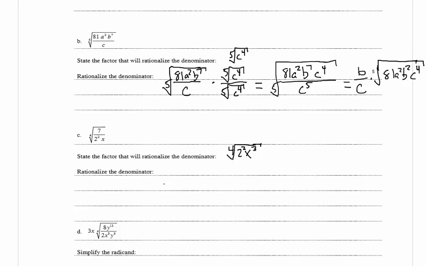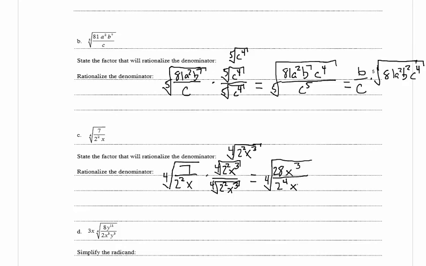And now we want to rationalize the denominator. So we have the fourth root of 7 divided by 2 squared x times the fourth root of 2 squared x to the third divided by the fourth root of 2 squared x to the third, which is equal to the fourth root of, now 2 squared is 4, 4 times 7 is 28, and we have x cubed divided by 2 squared times 2 squared is 2 to the fourth, and x to the fourth.